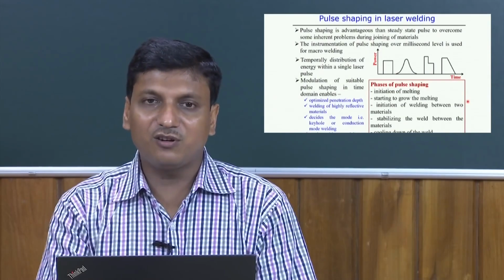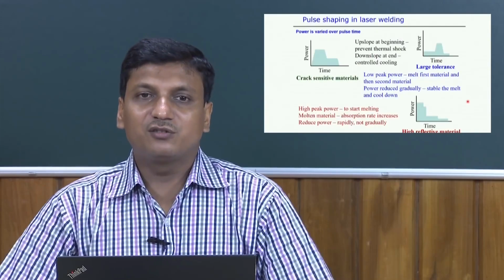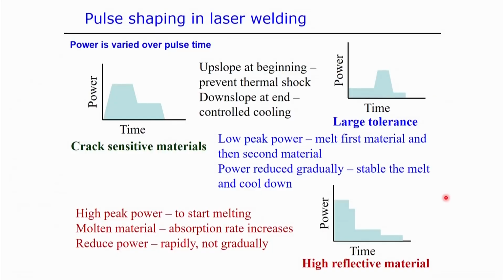Let us see the different shapes of the pulse and how they influence the different welding processes. In pulse shaping laser welding, the power is varied over the pulse time. In the first figure, for crack sensitive materials, we can design the shape of the pulse like this. How does it help? The initial upslope at the beginning prevents thermal shock. We are not applying the energy instantaneously; by making a gradual slope, we are not applying the laser pulse energy instantaneously, so that slope prevents the sudden thermal shock.